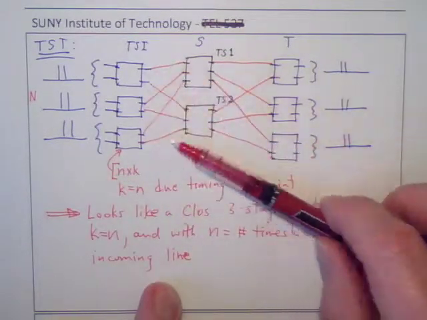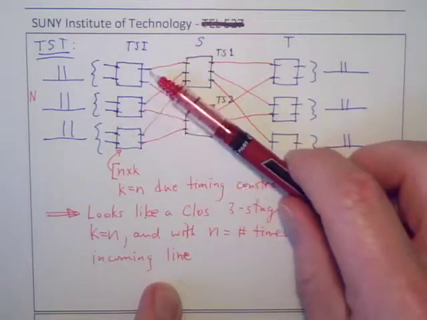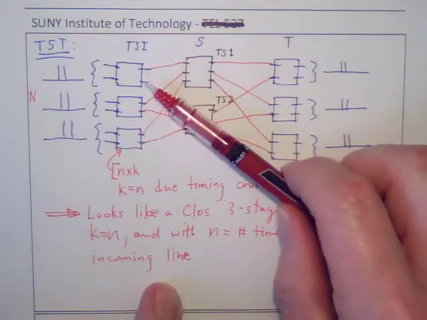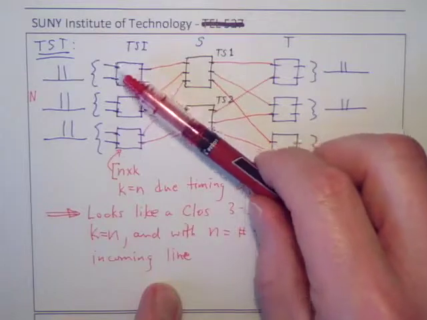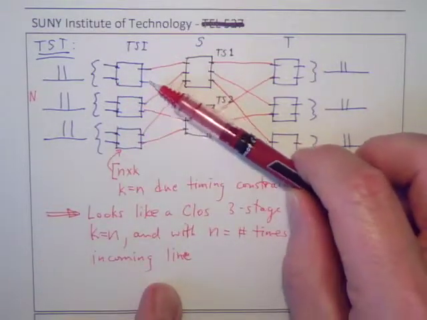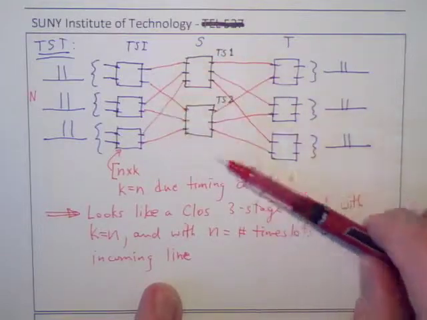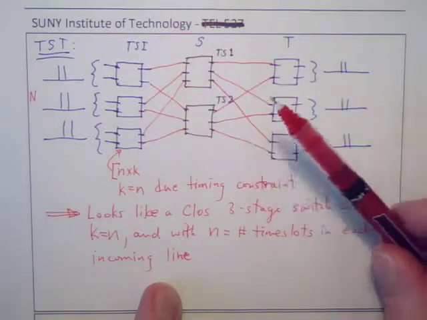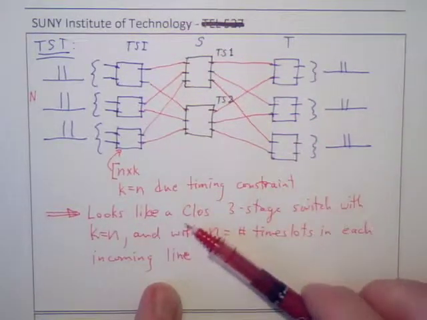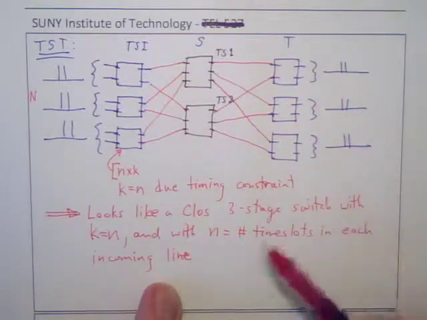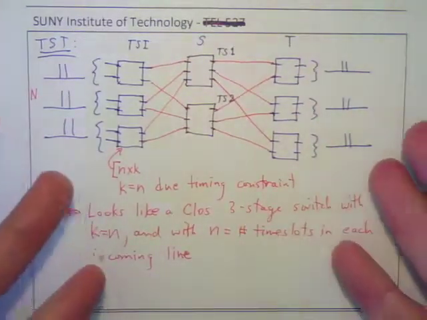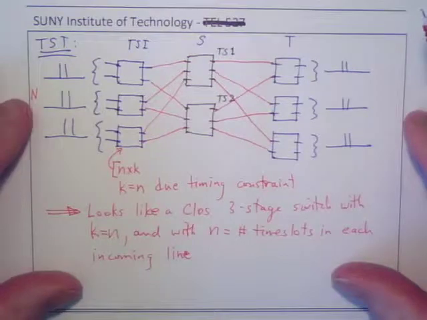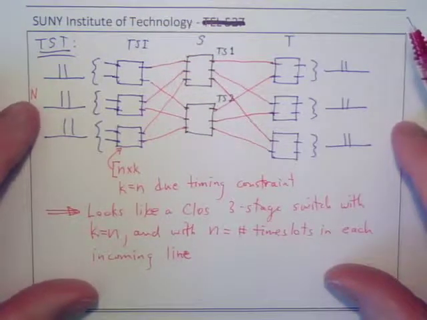The other thing that we're going to do is choose k equal to n, and that means that the time slots on the output of the time slot interchange switches are in sync with the time slots at the input. Having more time slots on the interior of the fabric should be possible, but we won't deal with that. So k is equal to n here. This looks like a Clos 3-stage switch with k equal to n, and so this is essentially a special case of that Clos 3-stage network. This is the type of thing we're going to be analyzing in these problems.